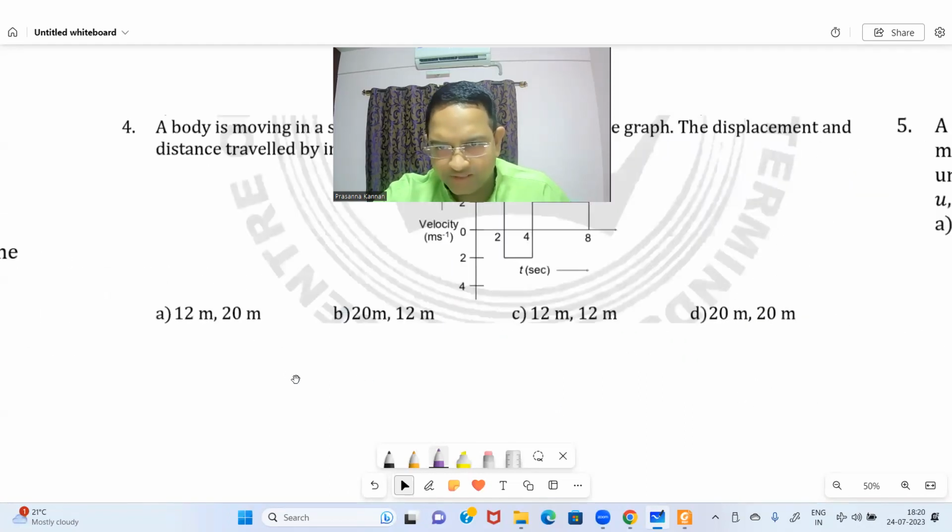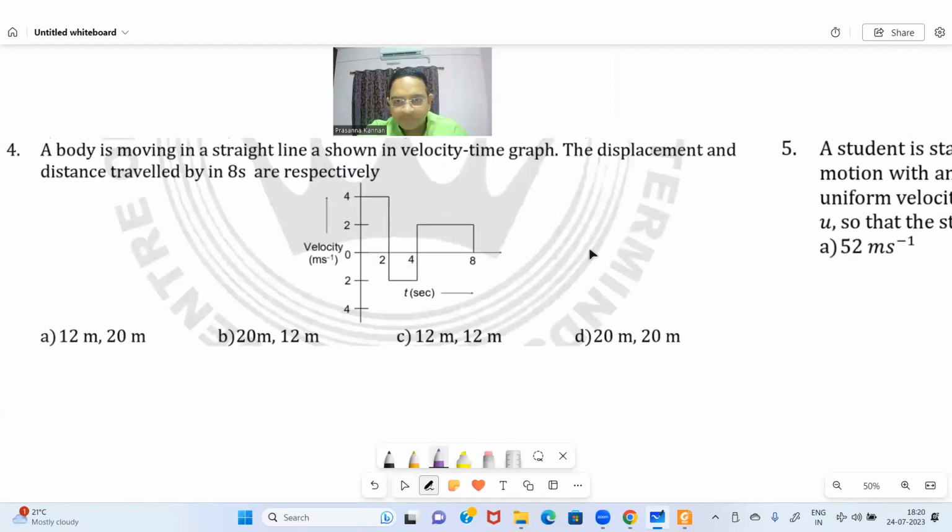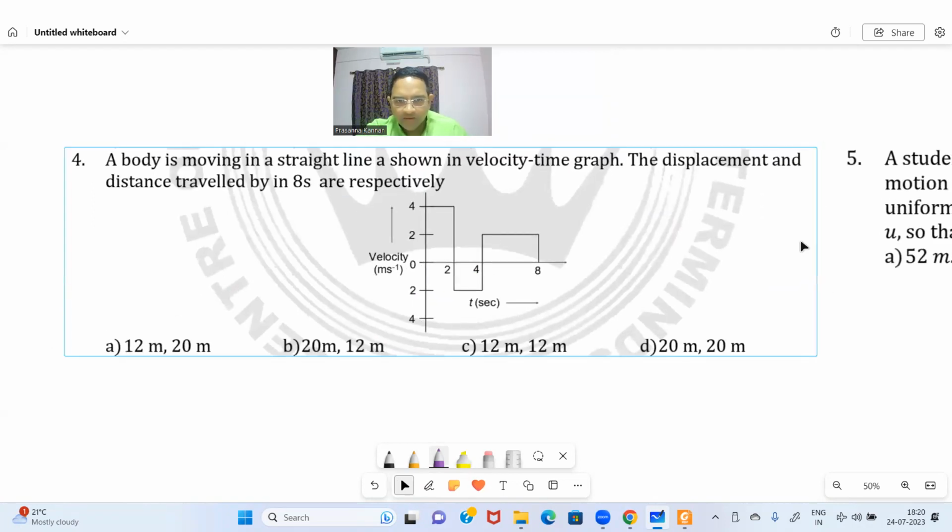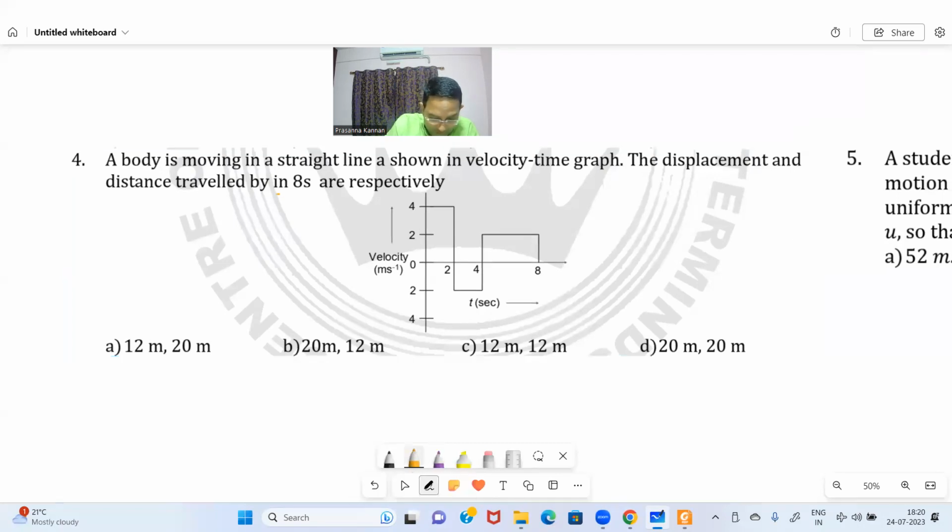Okay. Now we'll move on to the next question. A body is moving in a straight line, as shown in the velocity-time graph. The displacement and distance traveled by the body in 8 seconds are respectively. Now we'll take care of how much is asked. In 8 seconds, and if you look at the diagram, we have from 0 to 8. So we have to take the complete diagram into account. The body is moving in a straight line. But what do we understand from this velocity-time graph, students? Can you tell me?